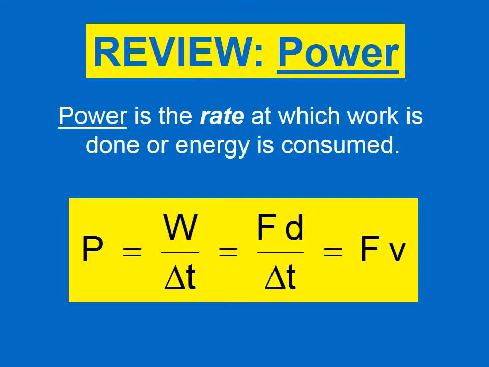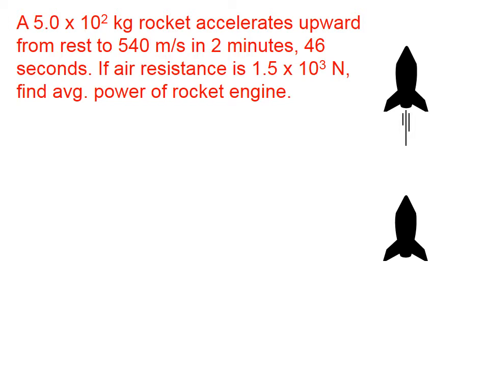Let's briefly review power. Power is the rate at which work is done or energy is consumed. And last time we went over three variations of the equation for power: work divided by time, force times distance divided by time, or force times speed. Let's do another power example.